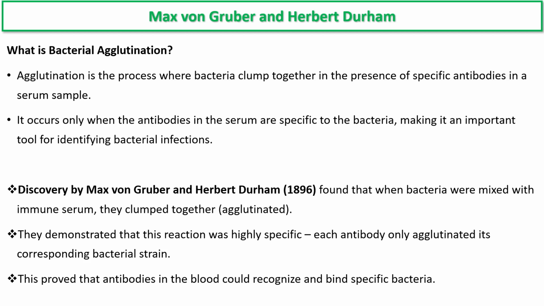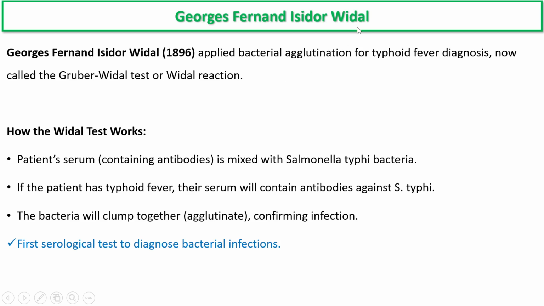How did this come into knowledge? Two scientists, Max von Gruber and Herbert Durham, did some studies and found that bacteria clump together in the presence of specific antibodies, and each antibody only agglutinates its corresponding bacterial strain. Isidore Vidal used this concept and developed the Vidal test.